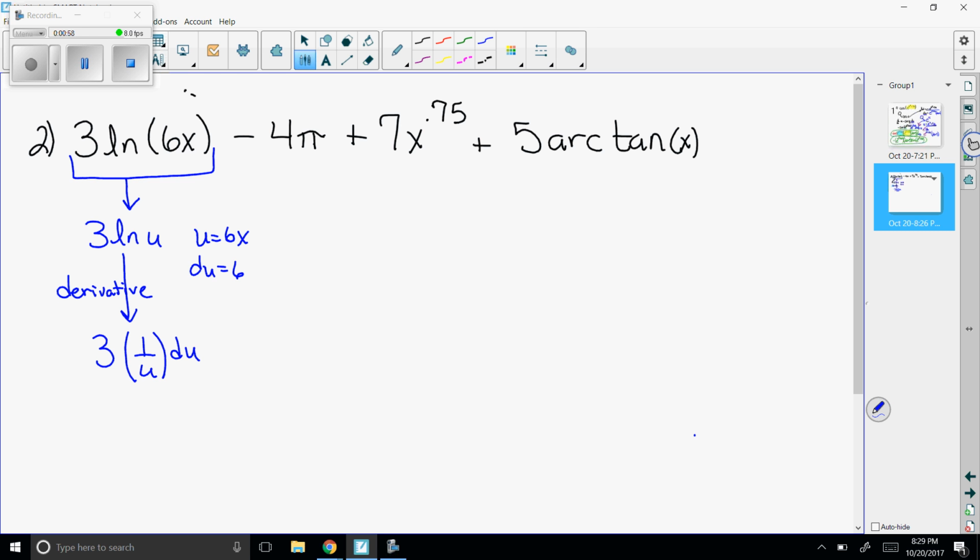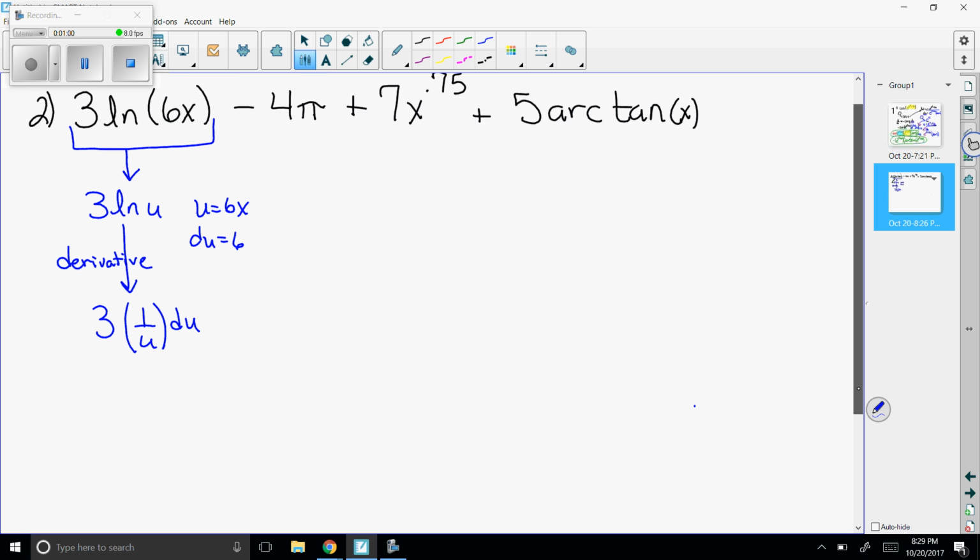Now all you have to do is substitute in the information. So if you substitute in your information, it's going to be 3. u happens to be a value of 6x, and du is a value of 6. Then what you notice is your 6 is actually canceled, so you end up with 3 over x. And I think that's it. That's what you had on your answer.